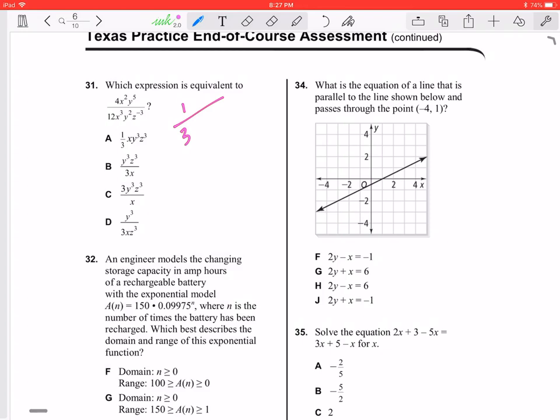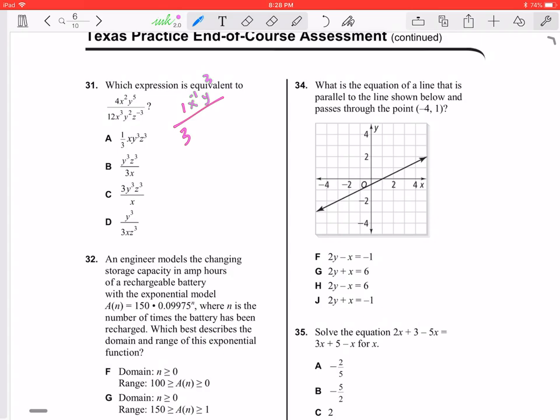Okay, I'm going to use different colors here. X. So quotient, we're dividing. I have an exponent in the top and an exponent in the bottom. They're the same base, so x to the second power minus x to the third power. So 2 minus 3 will give me x to the negative 1. Then we have y to the 5th power, and y to the second power on the bottom. So that's 5 minus 2, which gives me y to the 3rd power.